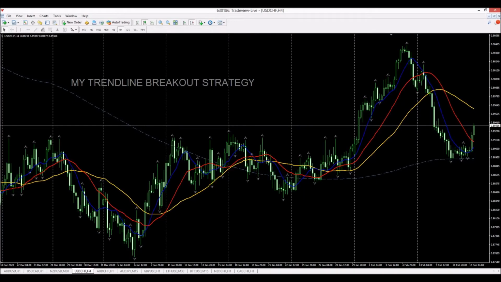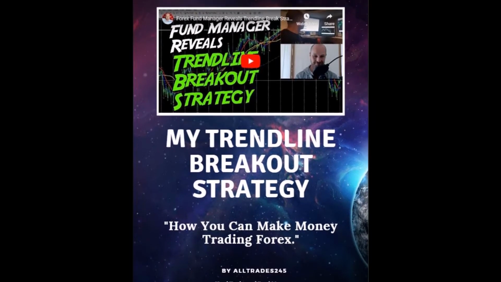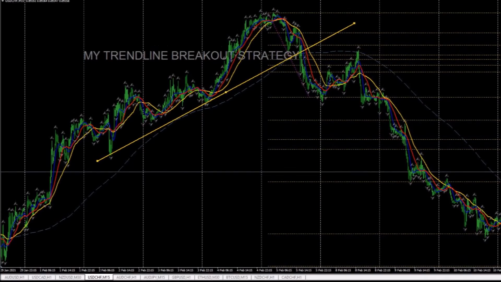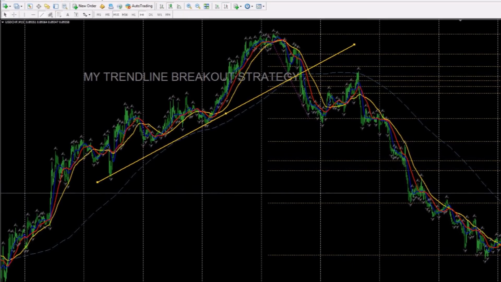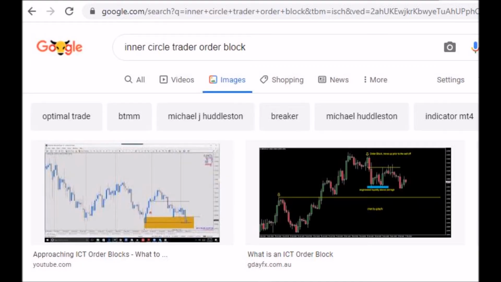Here's a trade on the US dollar Swiss franc currency pair. Question is, can you see it? In today's video, we're going to take a close look at this trade, put the lipstick on, and contrast this setup with the ICT Inner Circle Trader order blocks.